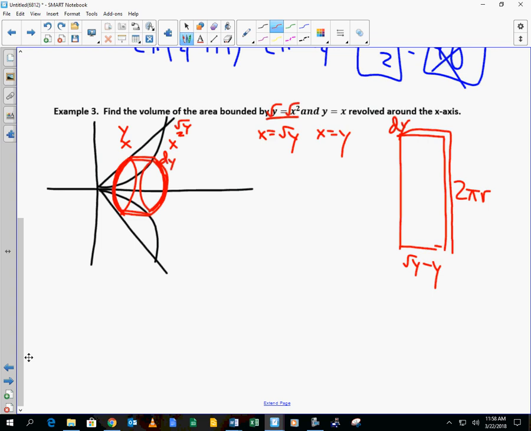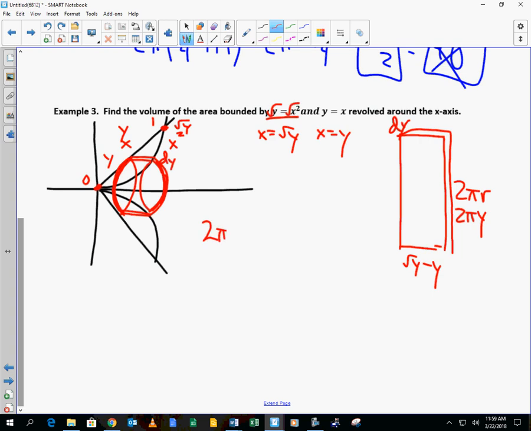Well, my bounds of integration, anybody know where that intersection point is? Yep, so 1, 0, just make a good guess. And so we're going to choose a y value that sits between 0 and 1. So that's simply just any y value that we choose. So therefore, our circumference is 2 pi times y. Our radius is y. Okay, so what is the volume then of this one shape?